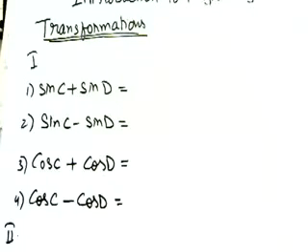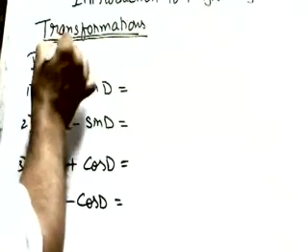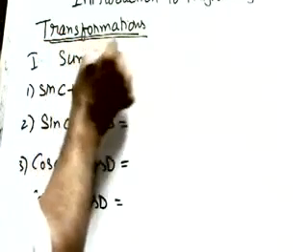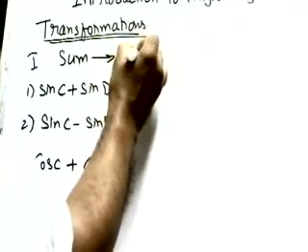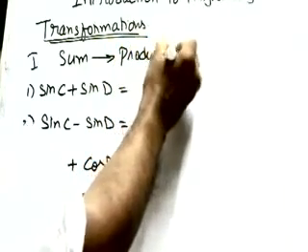Now the next topic is transformations. For transformations, we have only 8 formulas. 4 formulas are from sum to product. See here, these 4 formulas are called sum to product formulas.